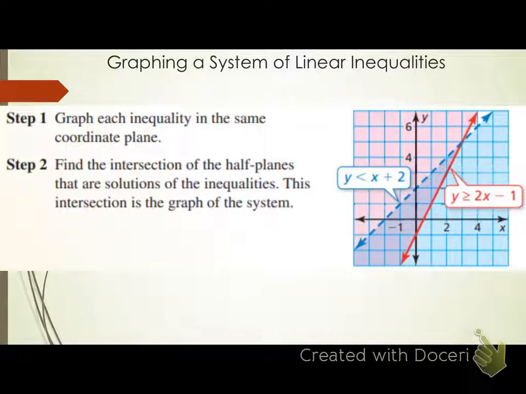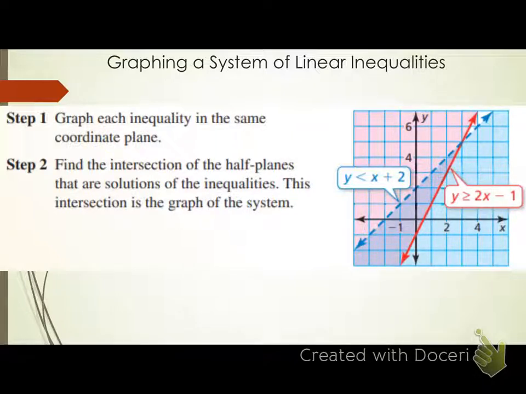Any questions about that? So it would be shaded on the blue side? Yeah, the blue line shaded this way. Yep. Okay. So are you just shading in between the two lines? Hold on. We're going to get there. Okay, this red one.